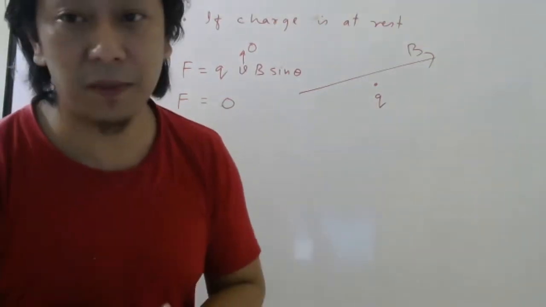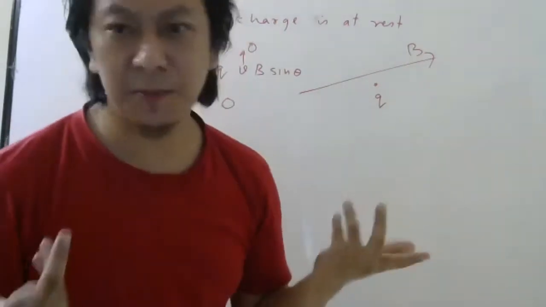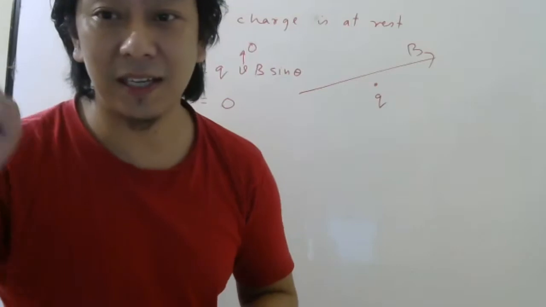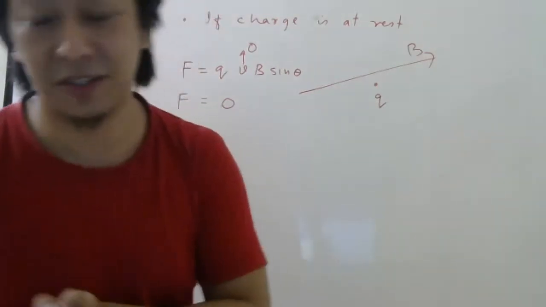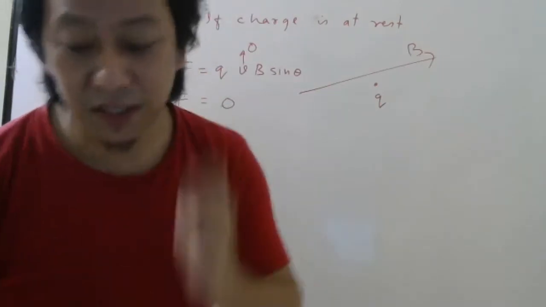This is the difference between electric force and magnetic force. Electric force, if you remember, if a charge is at rest and you apply an electric field, it will experience a force. How much? Q into capital E. That was the formula for electric force. But magnetic force can be felt only when the charge is moving.